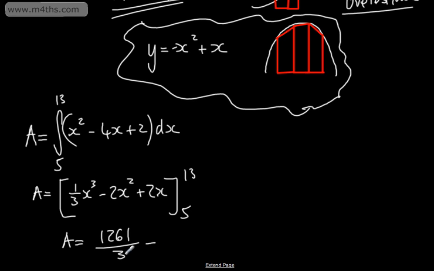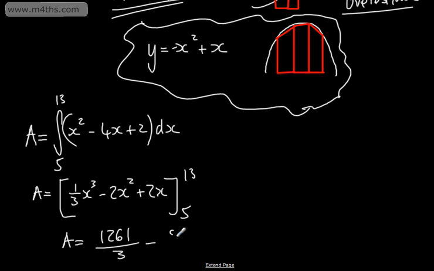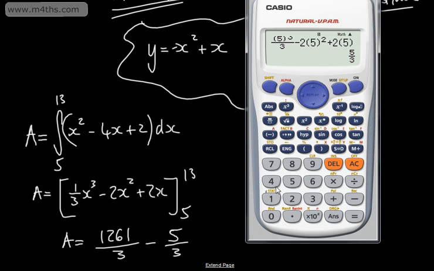Now I'm going to substitute in the 5. So let's go ahead and do the 5. So the 5 comes here. Let's change that over for 5 instead of the 13. And then we can subtract that away. So that looks good. So that's going to be 5 over 3.